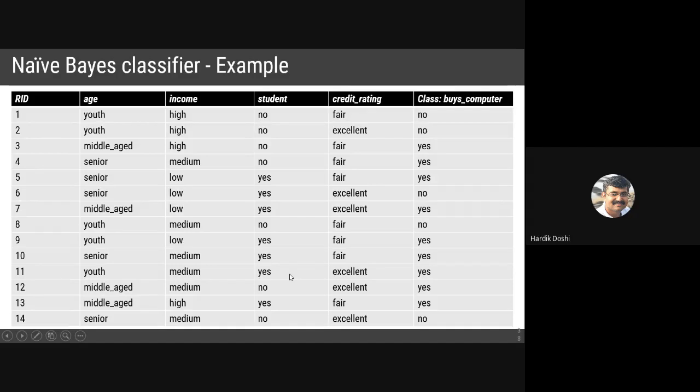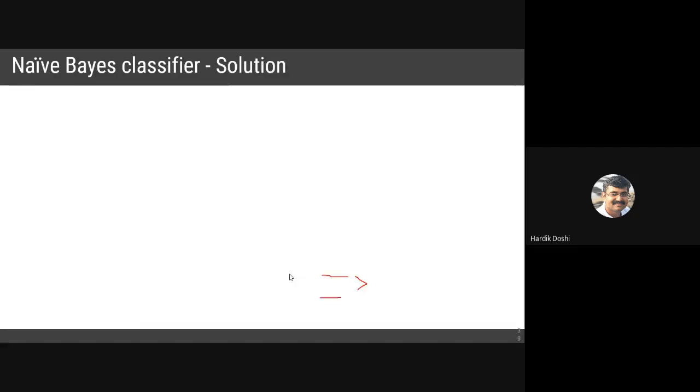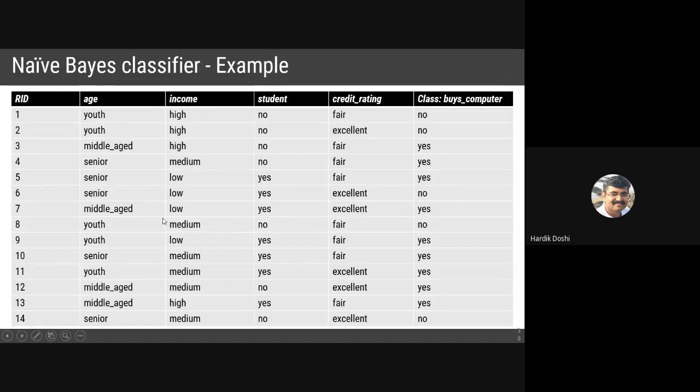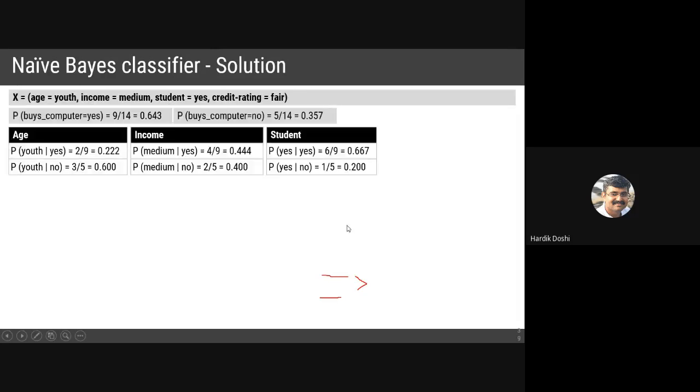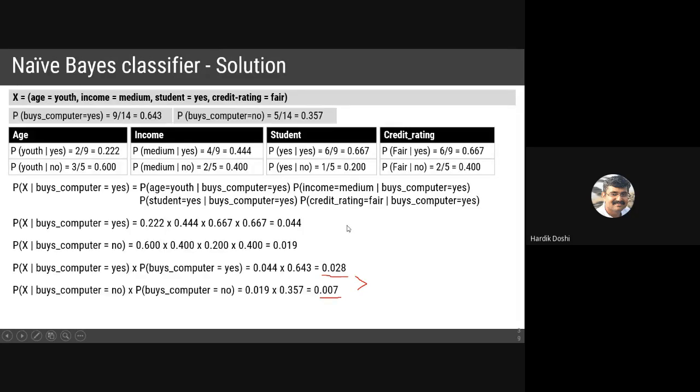And then what we need to check? Credit rating fair. Over here, youth medium, no, so this record is deleted. We need to go for this record: youth, medium, student, yes. But credit rating is not fair, over here it is excellent. But it's very simple: if he is a student, then he is going to buy a computer. Yes, we got the answer. So this is the accuracy which we got using the naive Bayes classifier. This is how you can classify the records.